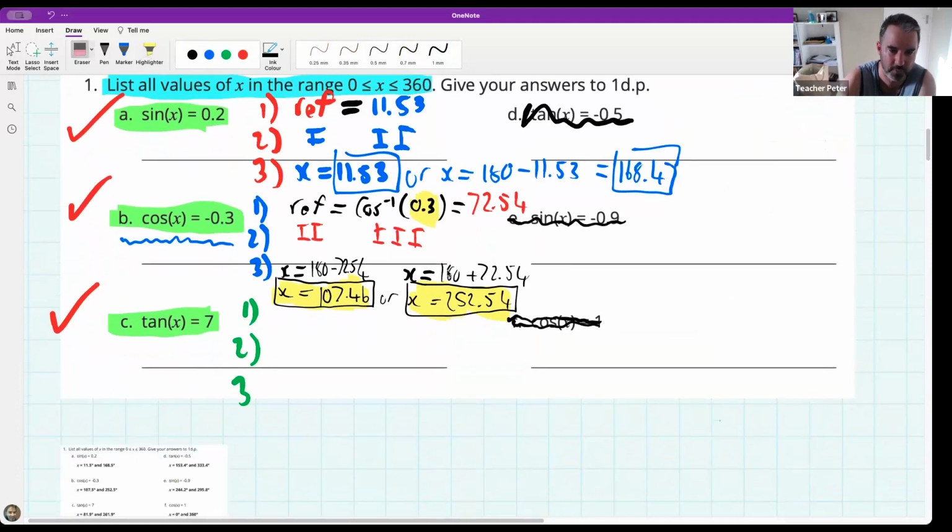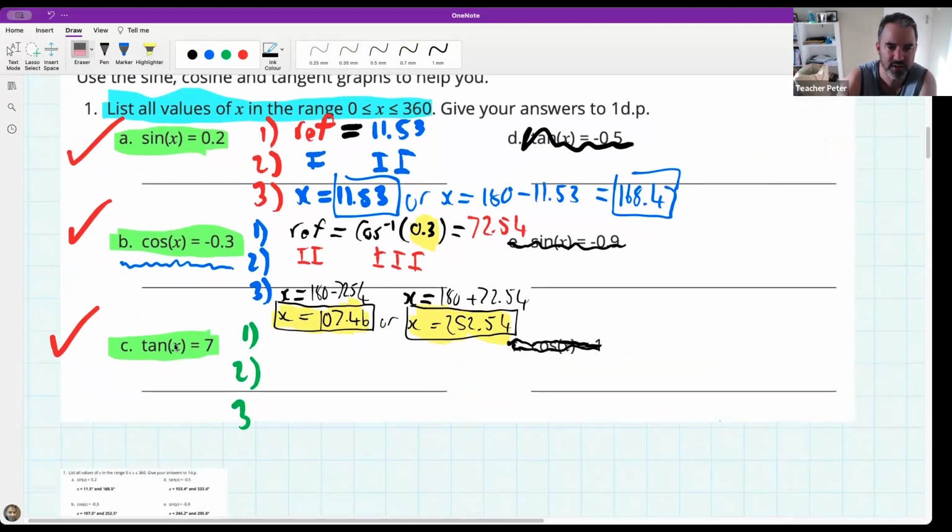Okay, last one. Let's go. Tan x equals 7. What solutions are there to that trig equation in the range 0 to 360?